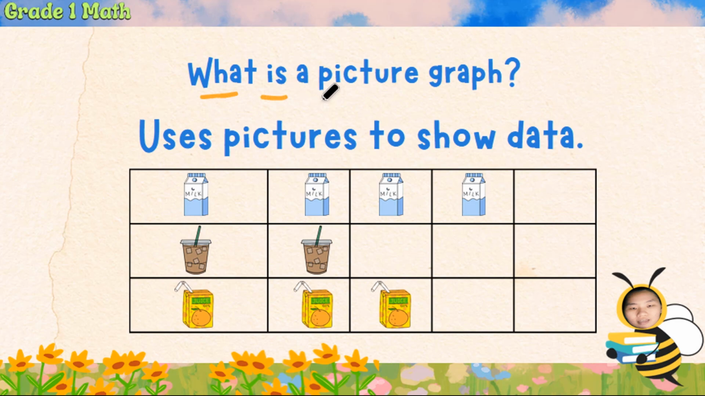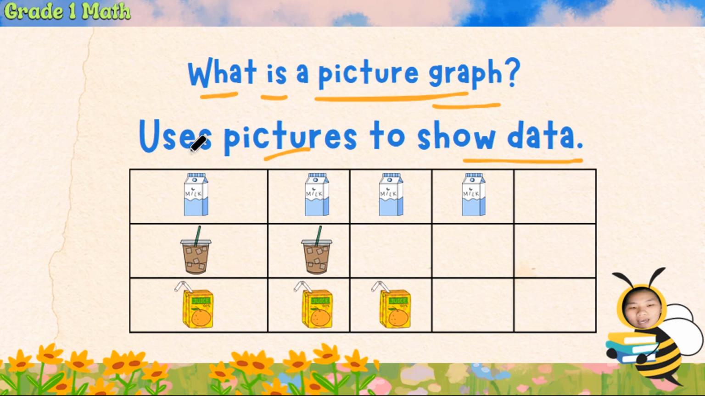What is a picture graph, okay? A picture graph, very simply, is a graph that uses pictures, okay? It uses pictures to show what? Data, okay? Now, I have an example of a picture graph over here. We have milk, coffee, and orange juice. So that is our data category, okay?